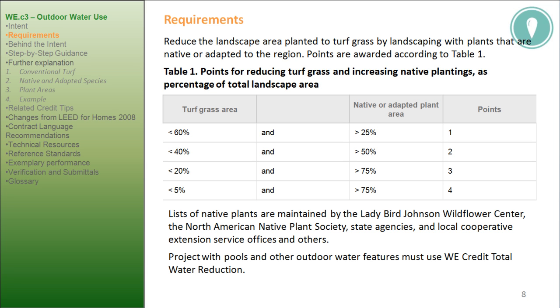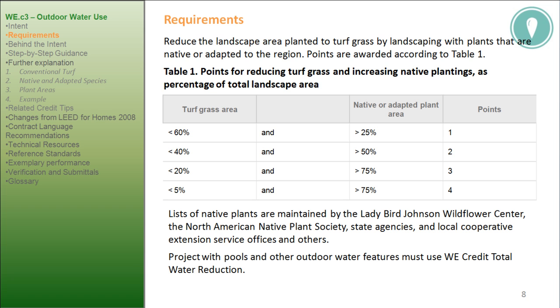Table 1. Points for reducing turf grass and increasing native plantings, as percentage of total landscape area. Turf grass area, native or adapted plant area, equivalent points. 60% and greater than 25%, 1 point. 40% and greater than 50%, 2 points. 20% and greater than 75%, 3 points. 5% and greater than 75%, 4 points.